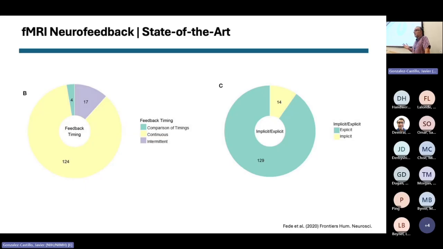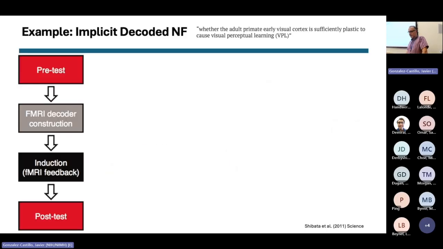You might not even tell them that it's related to their brain activity. Most likely, you just tell them, you're going to see a dot, try to make it bigger. And the idea here is that there is a reward system that somehow starts working and they can do it. And let me walk you through one that I think is one of the best examples of this.